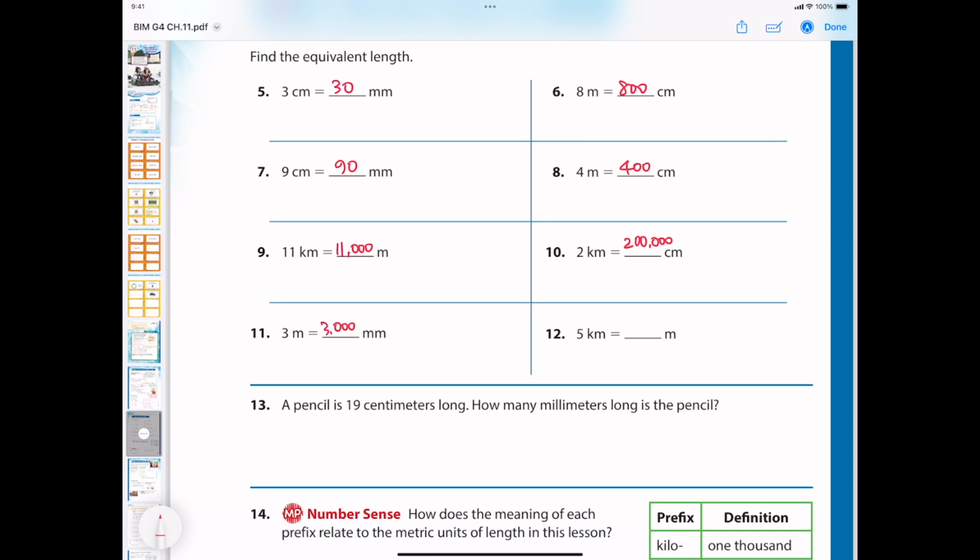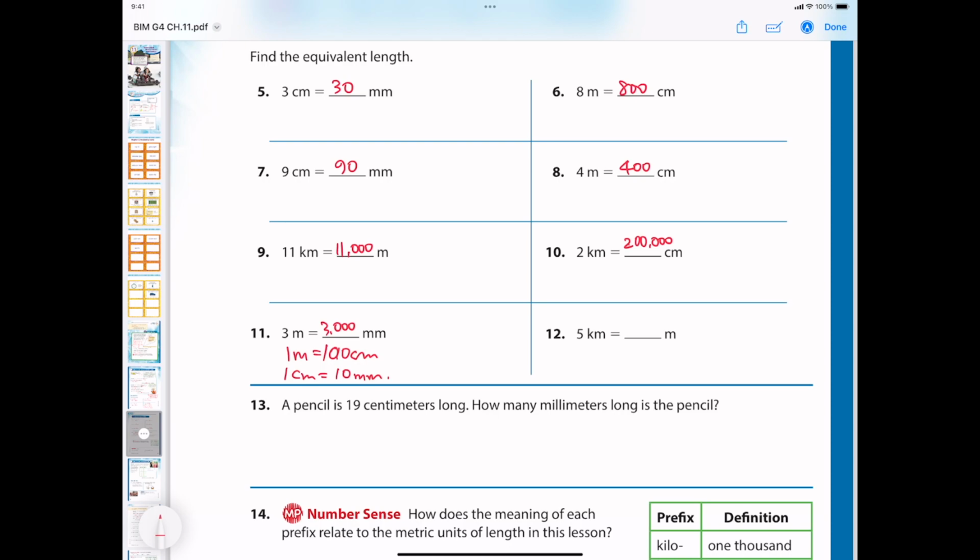How do you know? 1 meter is equal to what? 100 centimeters. And then 1 centimeter is equal to what? 10 millimeters. Okay, I got confused. Okay, hold on. So here, you need to multiply what? 1,000, from meter to millimeter.